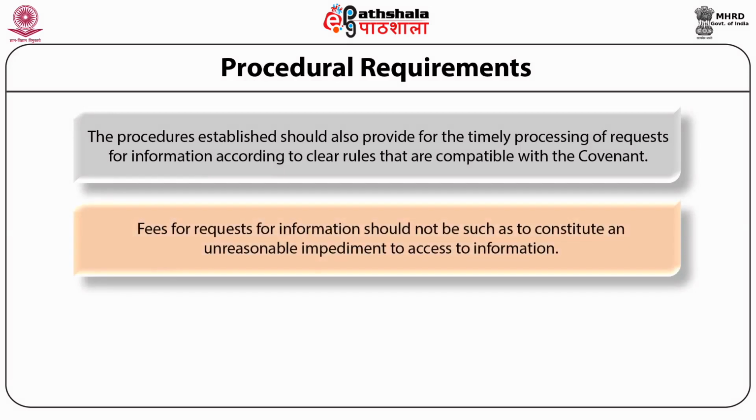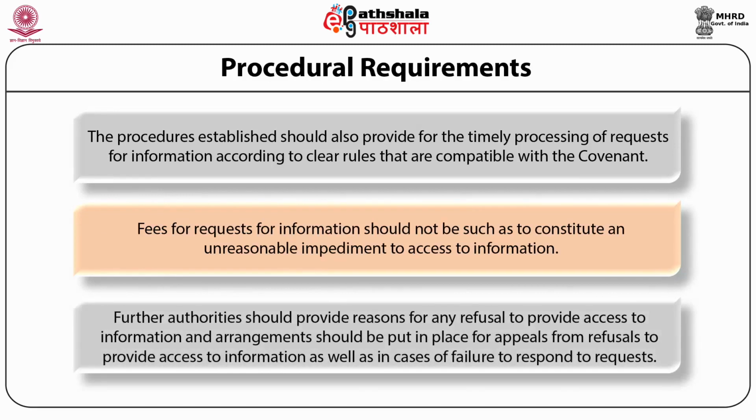The fees for requests for information should not be such as to constitute an unreasonable impediment to access to information. You can't have fees such as, say, 5,000 rupees or even 1,000 rupees, which would probably be an excessive fee to access information held by a public body. Further, authorities should provide reasons for any refusal to provide access to information. You just cannot say, well, we're not going to tell you. And arrangements should be put in place for appeals from refusals to provide access to information as well. So there must be a set and definite structure, like there is in India, in cases of failure to respond to right to information requests.